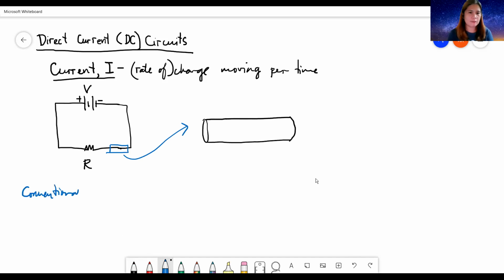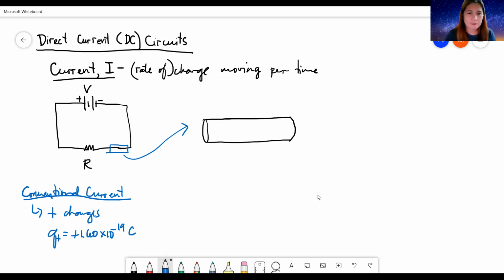Conventional current. So for conventional current, which we will always use in our study of electricity here, the charge carriers are positive charges. Okay. So this will have the same magnitude as a charge of an electron. So we say that the charge of these positive charges would be positive 1.60 times 10 to negative 19 coulombs. Ayan.